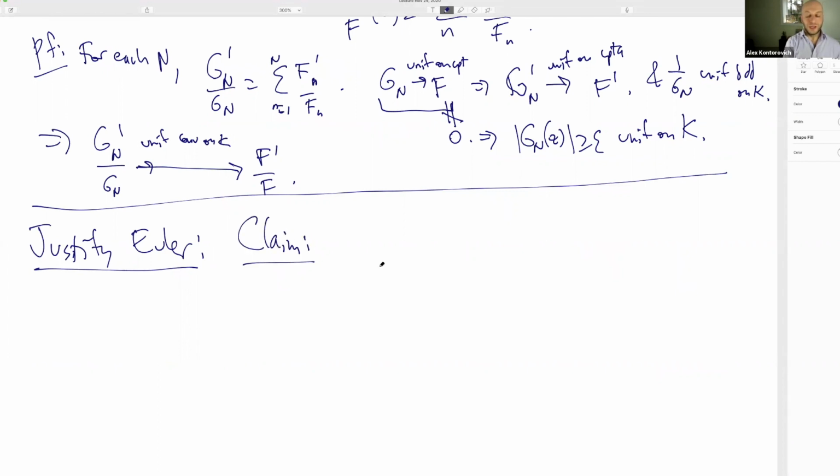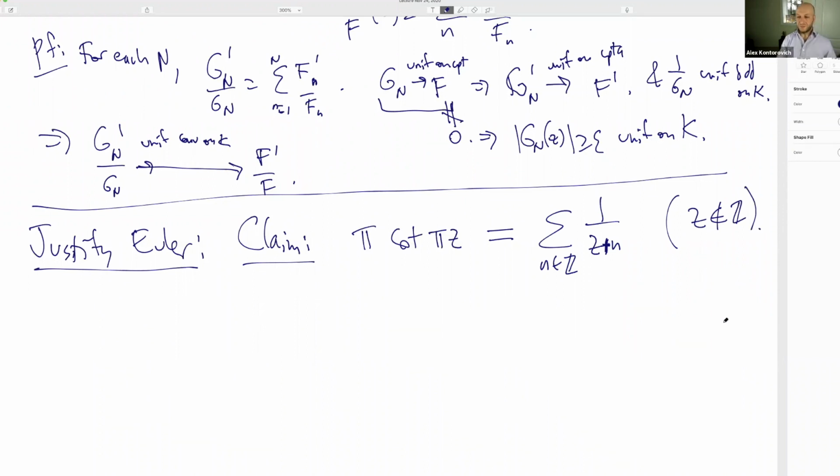My claim is that pi times cotan of pi z is equal to a sum over all the integers of 1 over z plus n. This will be my claim. Now I have to make sense of this. This is for z not integers. If z is an integer, I have a pole here. I blow up. Cotan, of course, is cosine over sine.